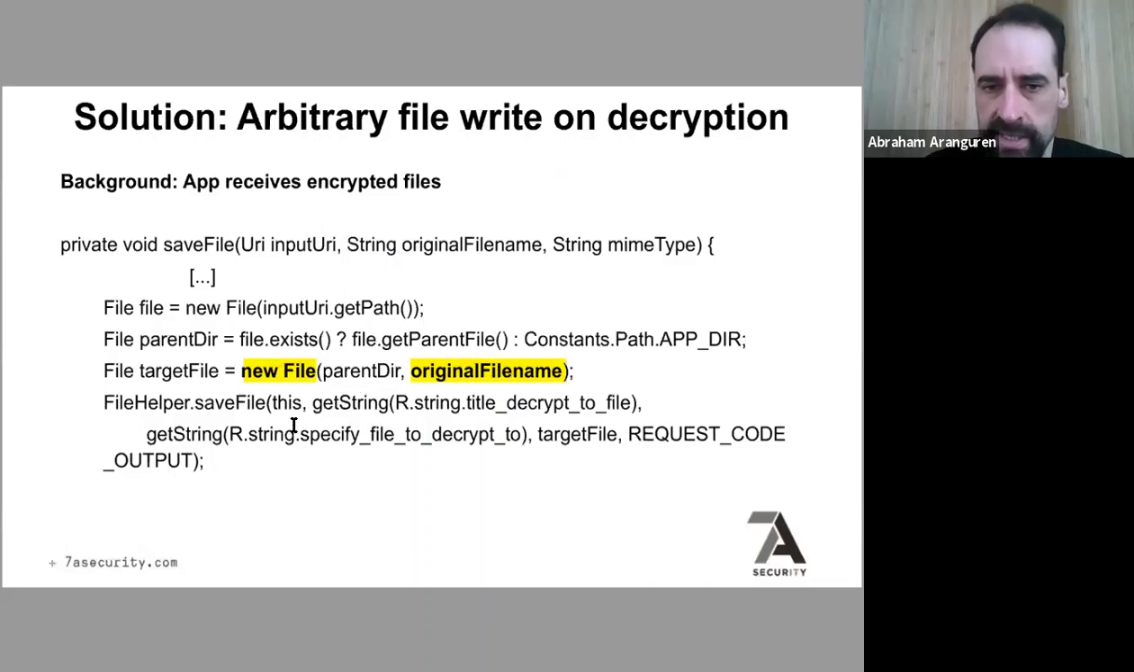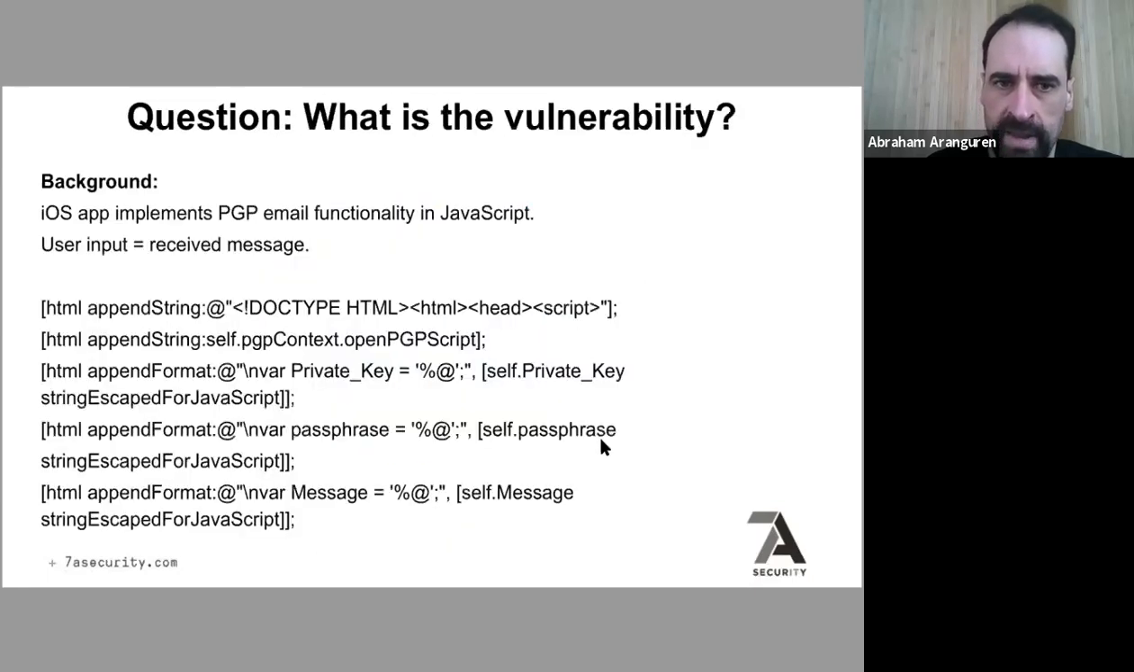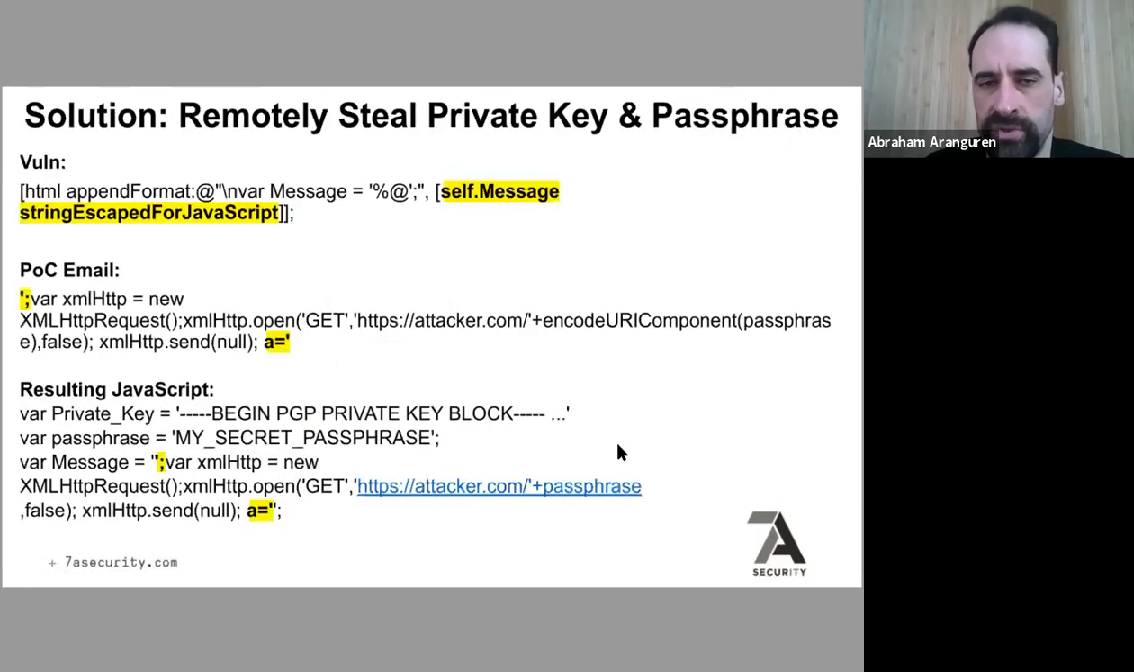So this resulted in path traversal, arbitrary file write, and so on. For example, encrypt a message with an original file name of slash, and then dot dot, something else. And when the user receives and decrypts this file, everything works fine and the file is decrypted, but because the original file name is respected without any sanitization, you could override any file. So this was very cool. And this one was also a quite interesting vulnerability.